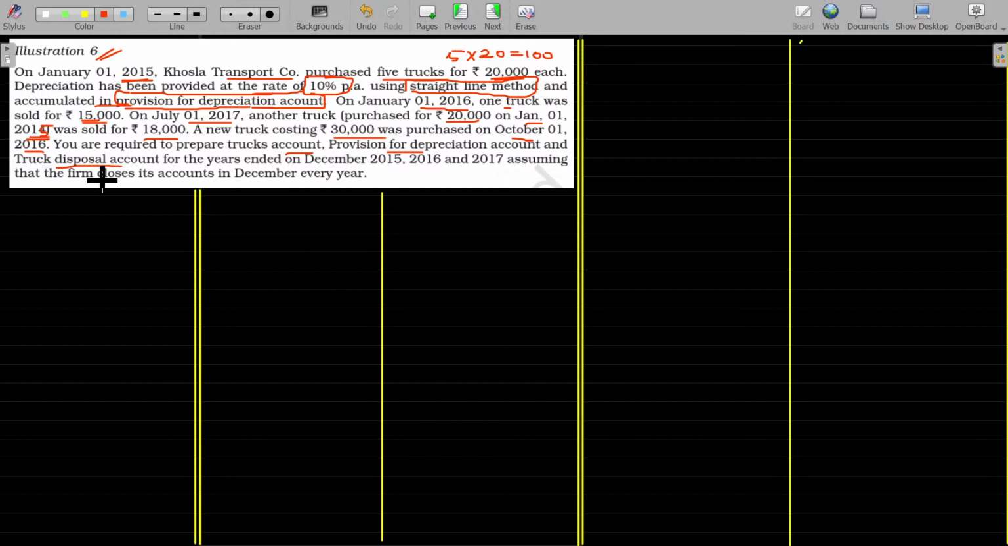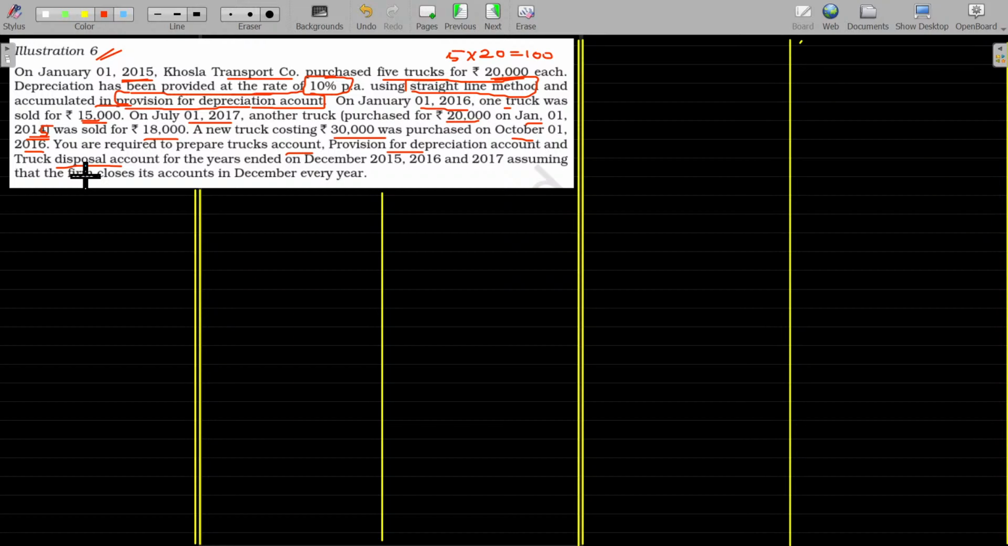You are required to prepare the trucks account, provision for depreciation account, and truck disposal account. When we plan to sell the asset, that asset is transferred from the asset account to a new account called asset disposal account. It's a transfer. Keep that point in your mind, whether you are following the normal model or provisions model.